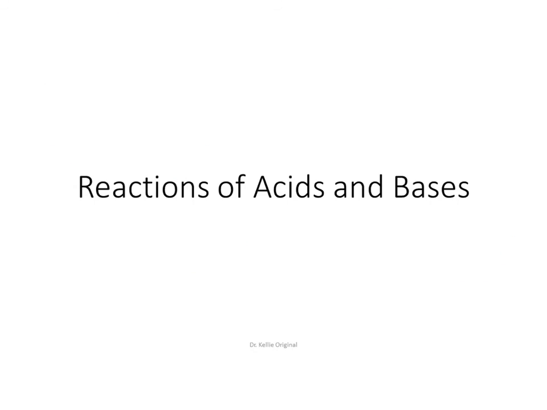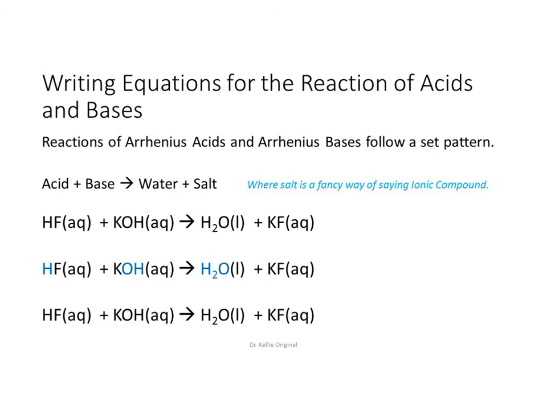All right, let's look at some of the fun reactions of acids and bases. Let's talk about writing the reaction between Arrhenius acids and Arrhenius bases. They always follow a pattern. The pattern always consists of the acid and the base forming water and a salt. Where does this come from? Well, let's deal with the water first. Your acid is always giving up a hydrogen. Your base is always giving up a hydroxide.